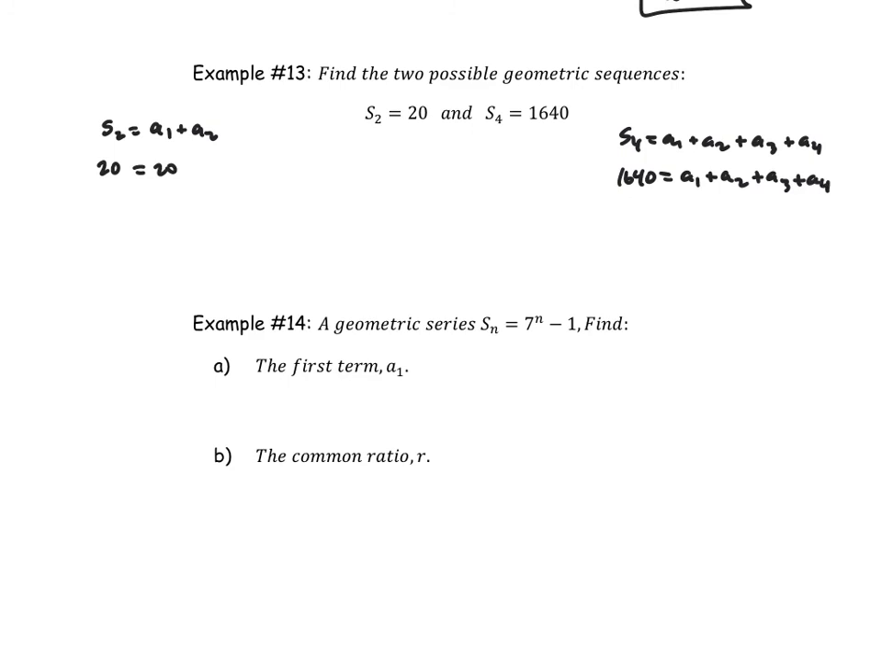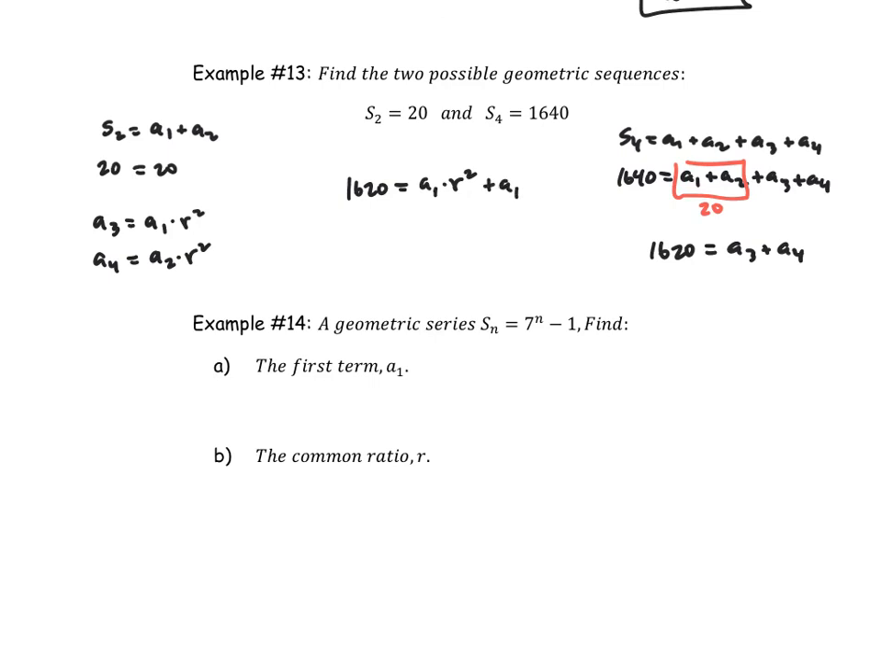Okay, so if a1 plus a2 is 20, then a3 plus a4 will equal 1620. Okay, so why is that helpful? Because a3 is equal to a1 times the common ratio twice, and a4 is equal to a2 times the common ratio twice. Okay, so why is that helpful? Well, because now I know that 1620 is equal to a1 times the common ratio twice, plus a2 times the common ratio twice.